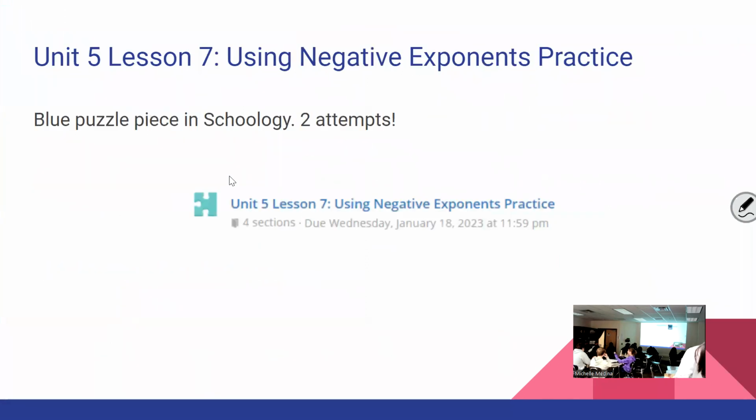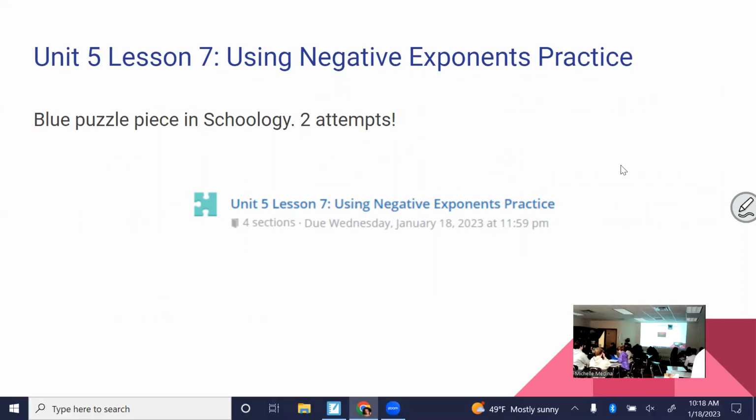So then you have a decent amount of time to work on your puzzle piece and all the other puzzle pieces from lesson 3 to lesson 7. If you have questions, speak up because you're taking a quiz on those lessons tomorrow and they look similar to your practice.